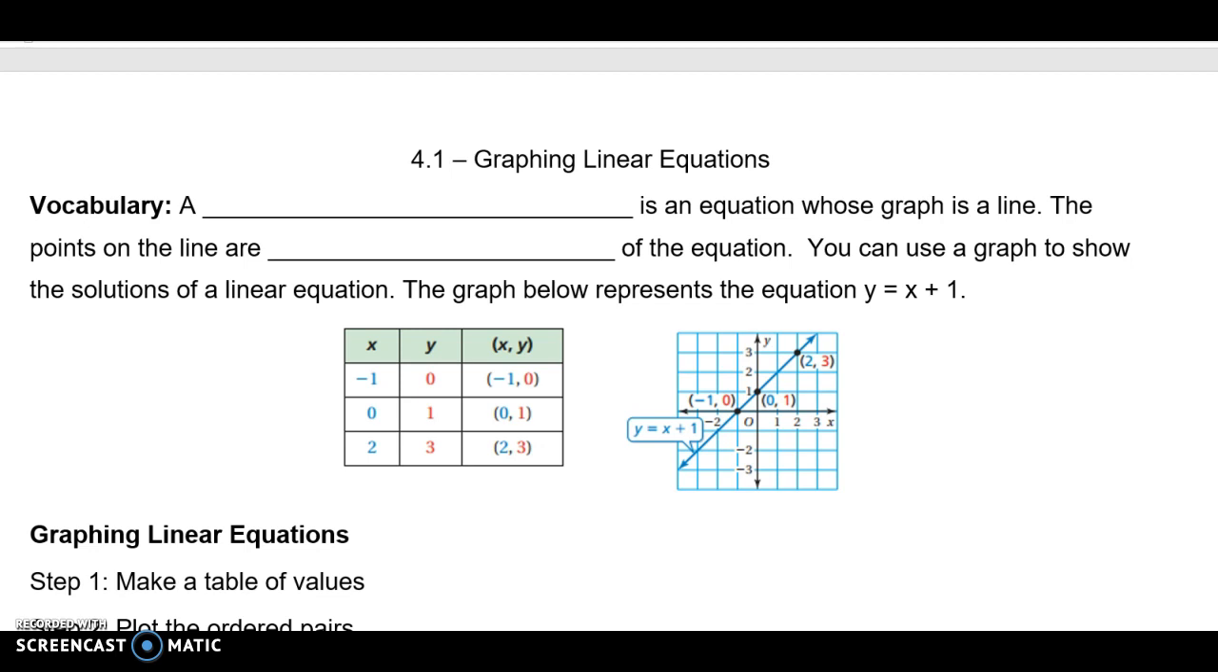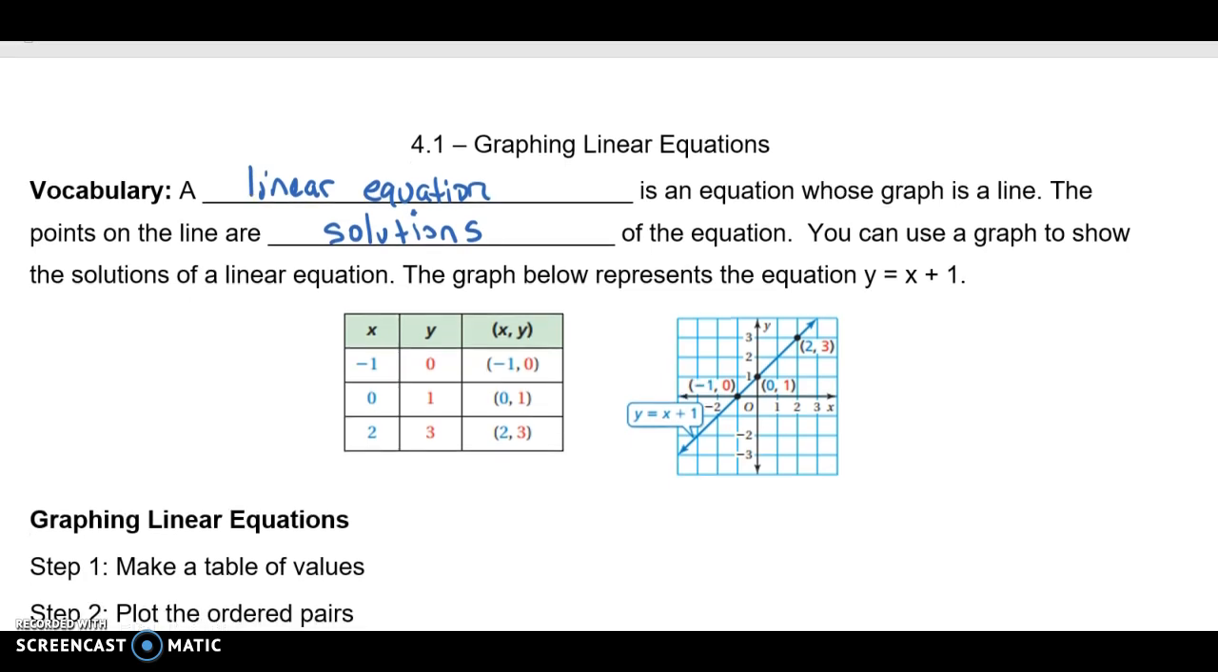So, a linear equation is an equation whose graph is a line. See that root word right there, linear. The points on the line are solutions to the equation. You can use a graph to show the solutions of a linear equation. The graph below represents this equation. So you can see here you can make a table and then you plot each of these points onto that table and it makes a line when you connect them.